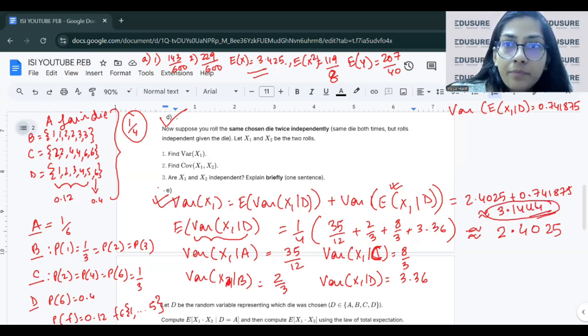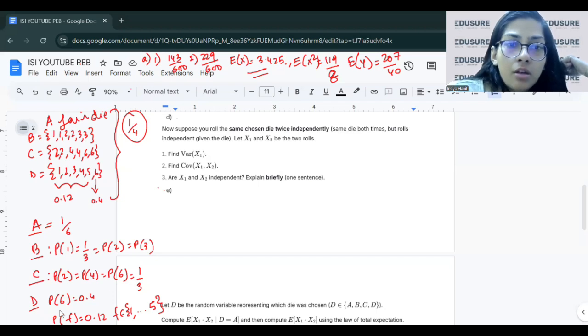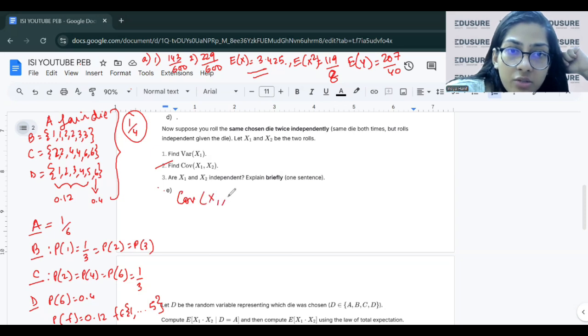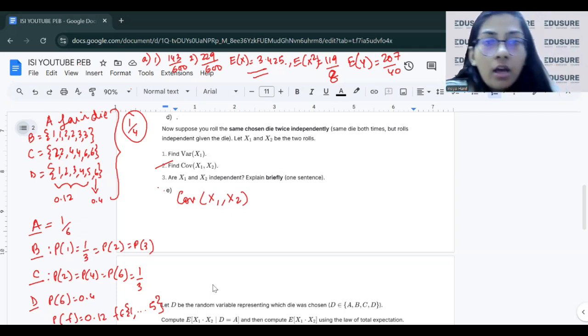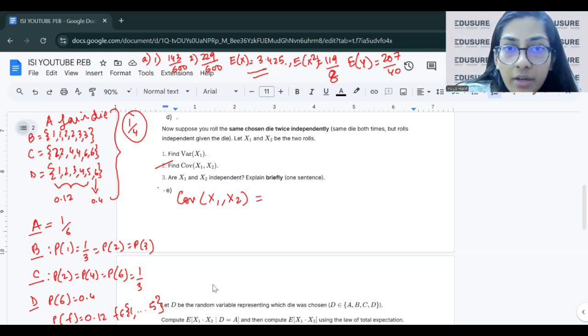Now we have to go to the next part. Find the covariance of X1, X2. So the covariance of X1, X2, when both the rolls are independent given the same die. Now since they are independent, what can we do? So what will the formula be?